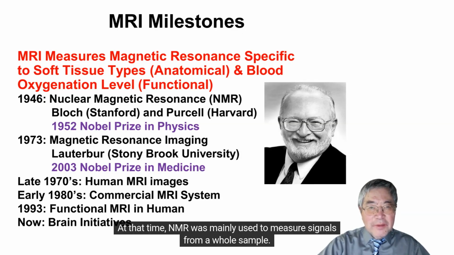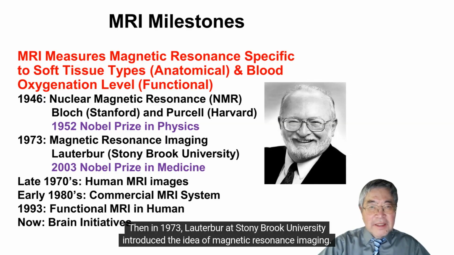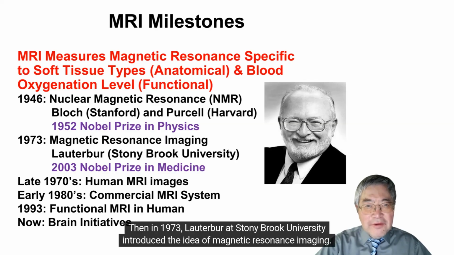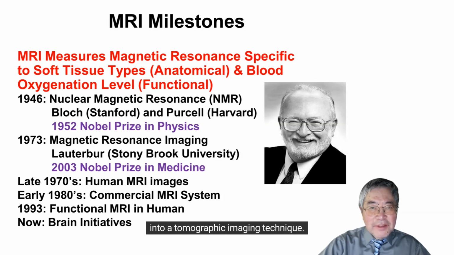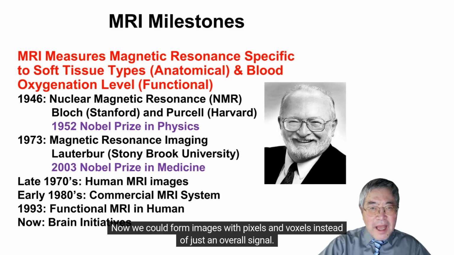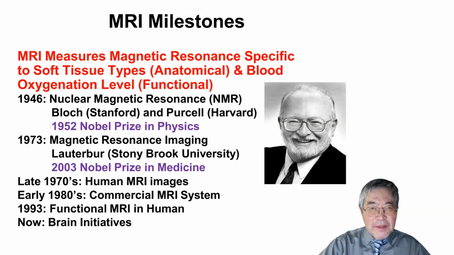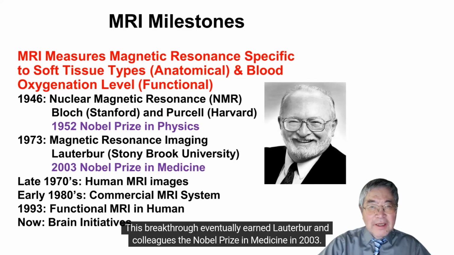At that time, NMR was mainly used to measure signals from a whole sample. Then in 1973, Lauterbur at Stony Brook University introduced the idea of magnetic resonance imaging. The key innovation was to use gradient magnetic fields, which made it possible to turn NMR from a bulk measurement into a tomographic imaging technique. Now we could form images with pixels and voxels instead of just an overall signal. This breakthrough eventually earned Lauterbur and colleagues the Nobel Prize in Medicine in 2003.